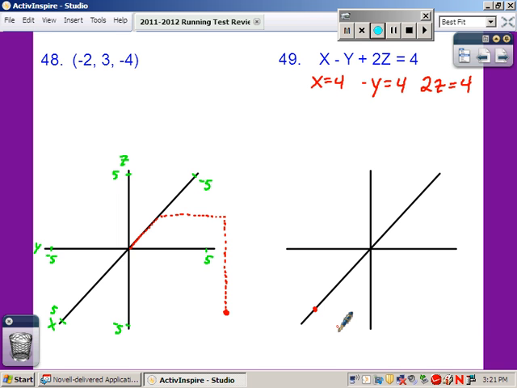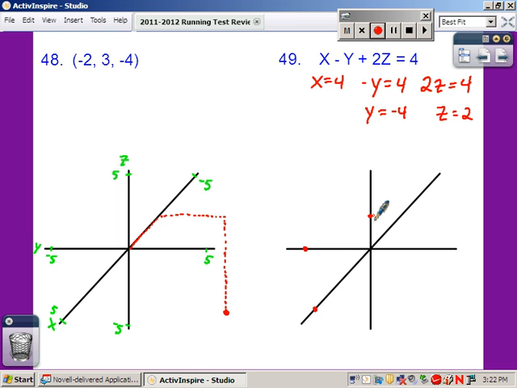This one needs to be solved a little. I'll just divide by -1. Y equals -4. So on the y-axis, I have a point at -4, which would be out this way somewhere. And finally, divide by 2, z equals 2. So on the z-axis, I'm going to go up 2 places. It's going to be like right there.